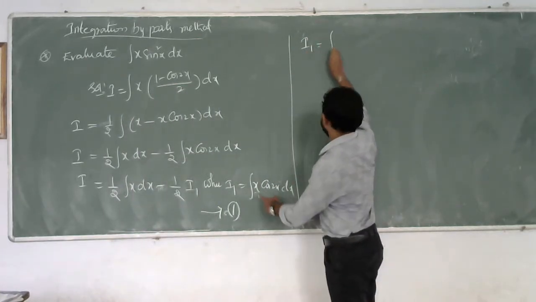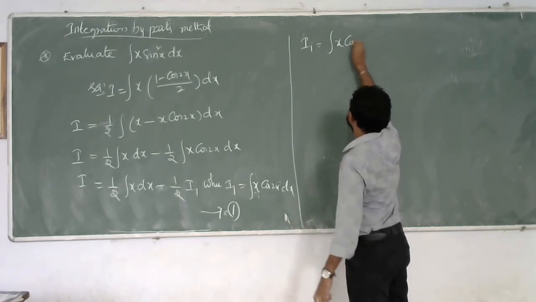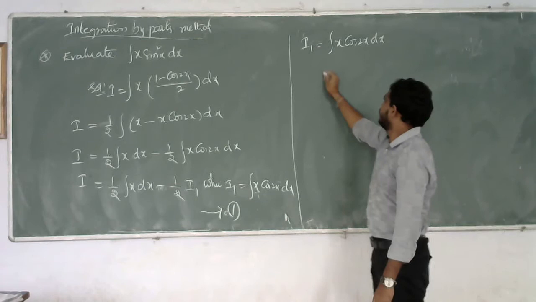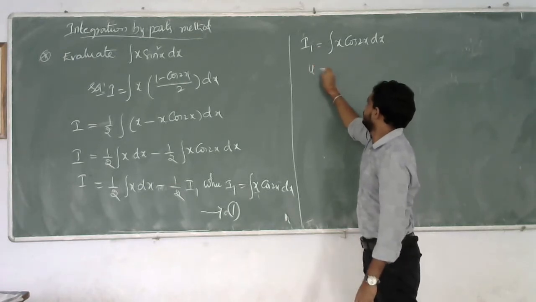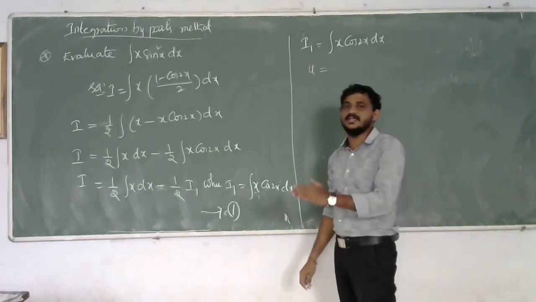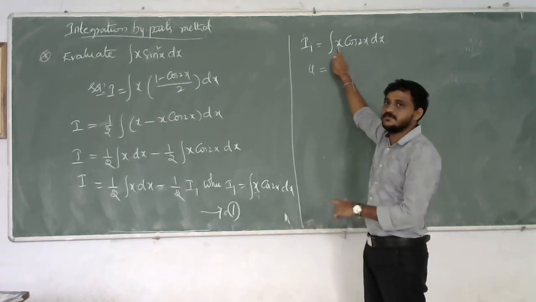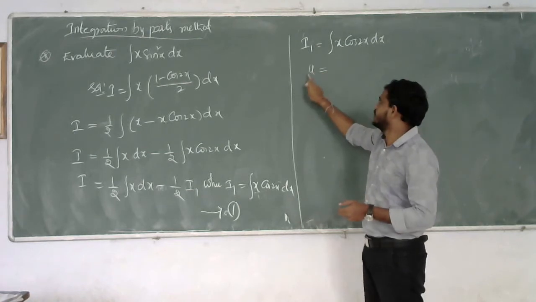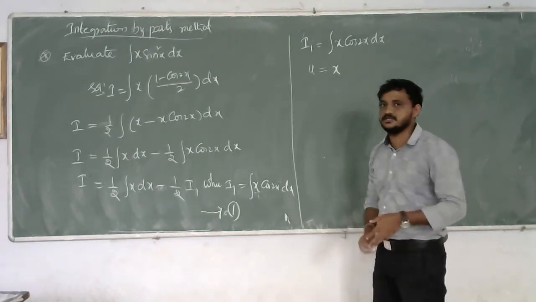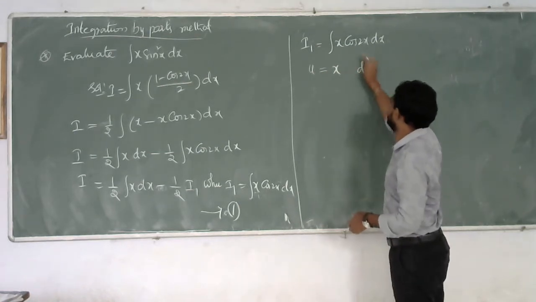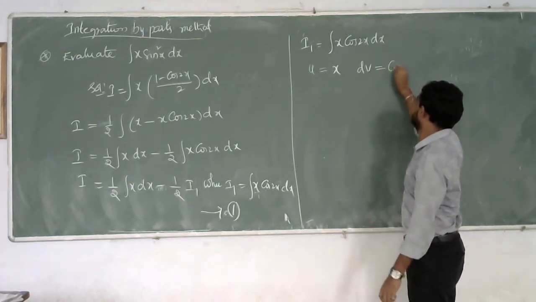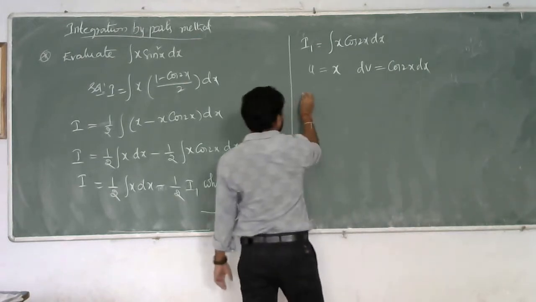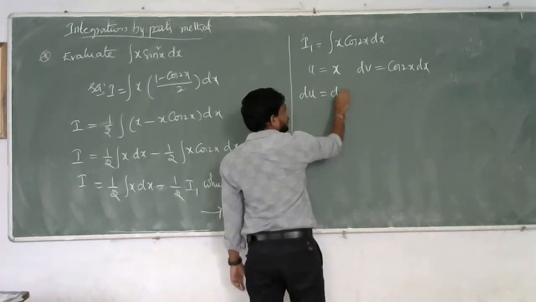I1 equals integral x into cos 2x dx. That is I1 value, right? Now, here, what is the u value? What's the order? ILATE. Here, algebraic function, trigonometric function. So, in ILATE, A comes first. So, let us take u equal to x. Then the remaining two values, cos 2x and dx, as dv. Cos 2x into dx. Then we require du value. So, du equals dx.